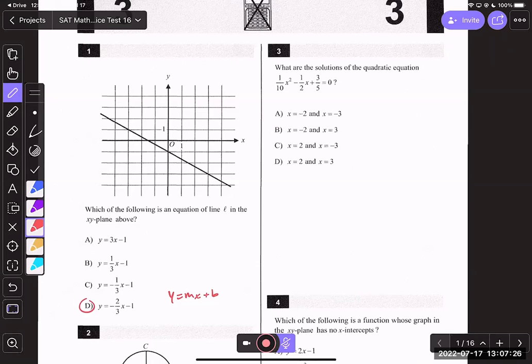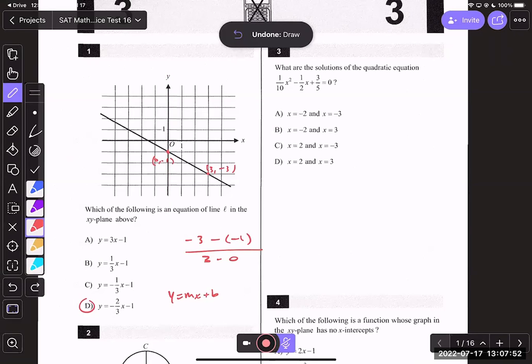To find the slope, what you could do is you can use 2 different points. For example, I can use (0, negative 1) here, and I can use (3, negative 3) here. And that should tell me, okay, my slope is negative 2 over 3. The reason why is because I can do negative 3 minus negative 1 divided by 3 minus 0, right? y2 minus y1 over x2 minus x1. And from there, well, my y-intercept is the value of y when x is equal to 0.